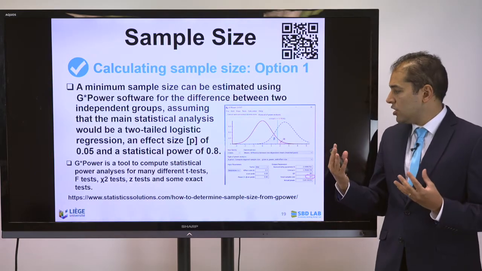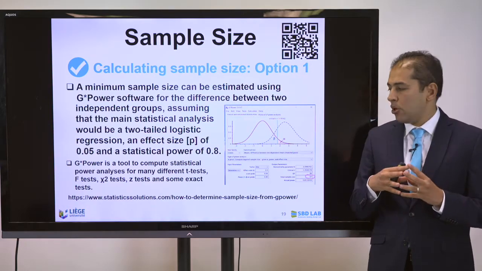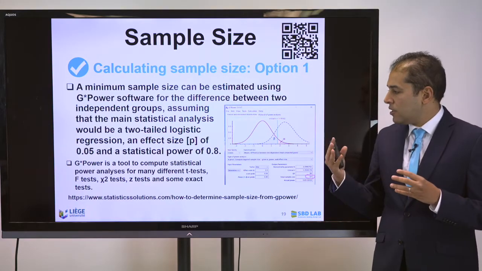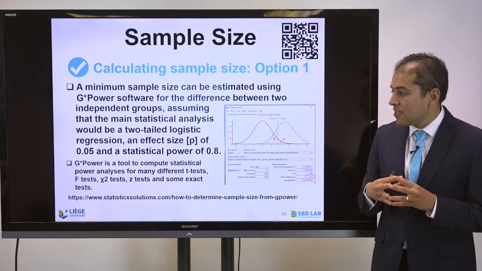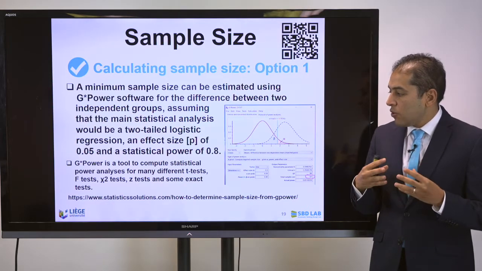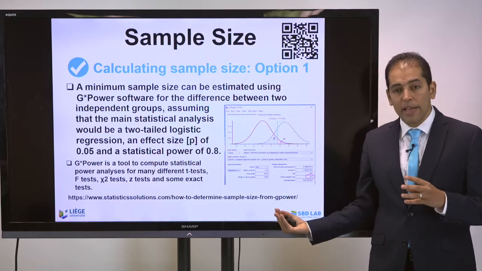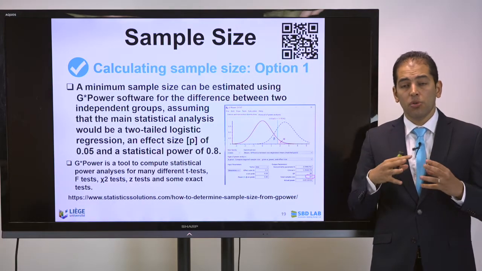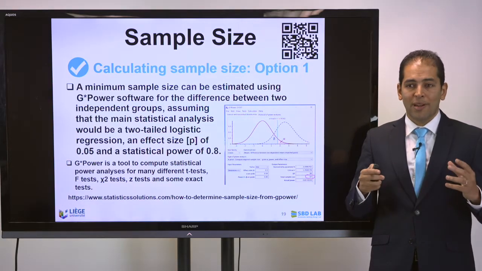So under these conditions, I can use this software and start to put in these basic hypotheses for my sampling. It is a tool to compute statistical power analysis for many different tests: t-test, F-test, chi-square test, z-test, and some exact tests. I leave the link here if you are interested. This could also be a way to explore another way to define your sample size.